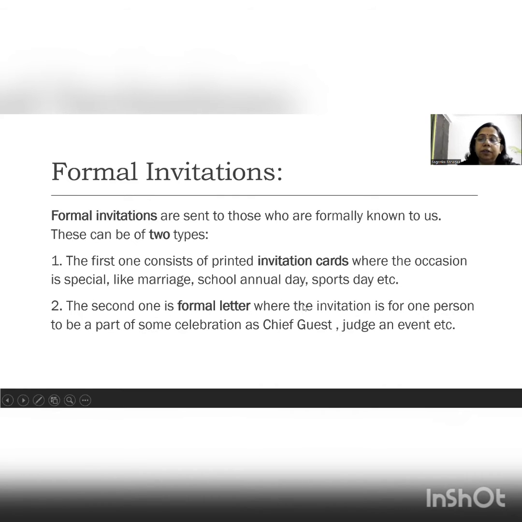So this invitation is for one person to be a part of some celebration as chief guest, judge, and so on. Means suppose करिए डिबेट कंपटीशन है, तो डिबेट कंपटीशन में किसी जजेस की जरूरत होती है, तो जज को means somebody you are calling to do the work of a judge to give the judgment for the competition. तो ऐसे केसेस में आप जब उस व्यक्ति को बुलाते हैं तो you send him an invitation letter which is considered to be a formal invitation.